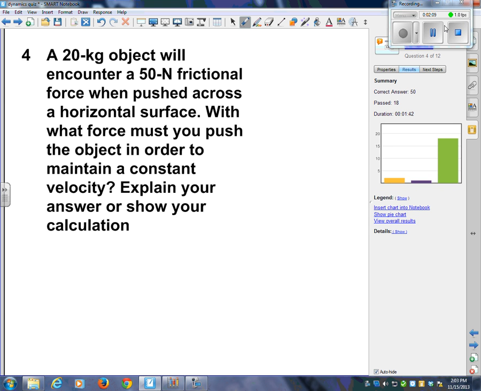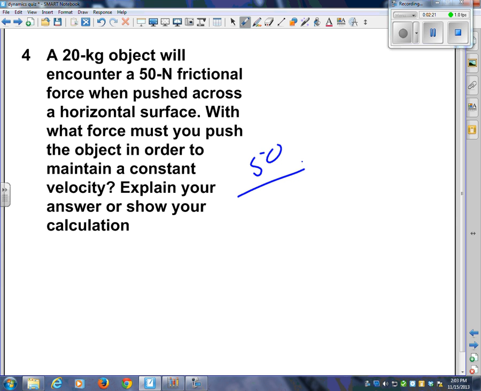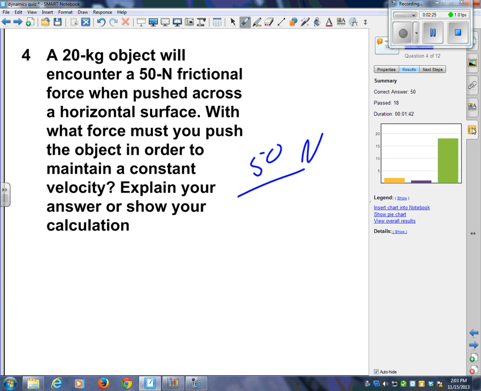A 20-kilogram object will encounter 50 Newton frictional force when pushed across a horizontal surface. With what force must you push the object in order to maintain this constant velocity? And that correct answer is 50. You must have enough to balance friction, and it looked like most people got that. There's friction, so you have to balance friction.